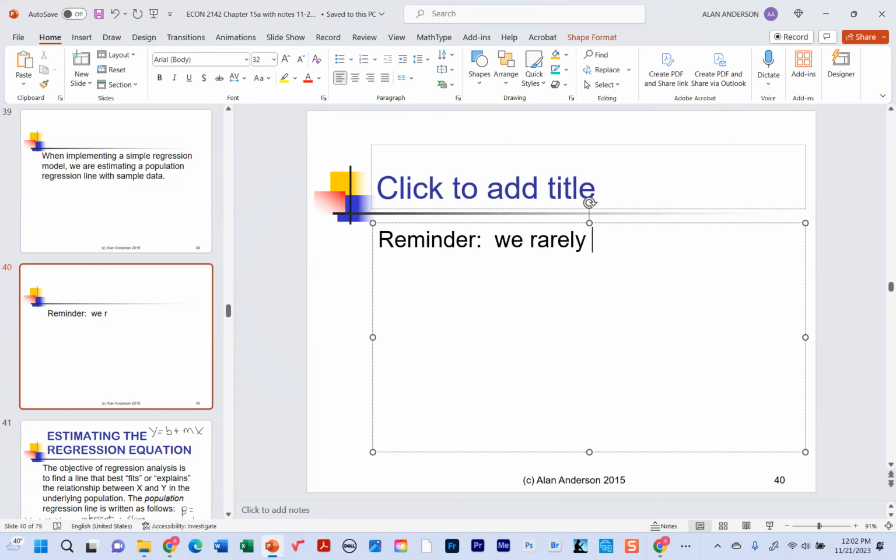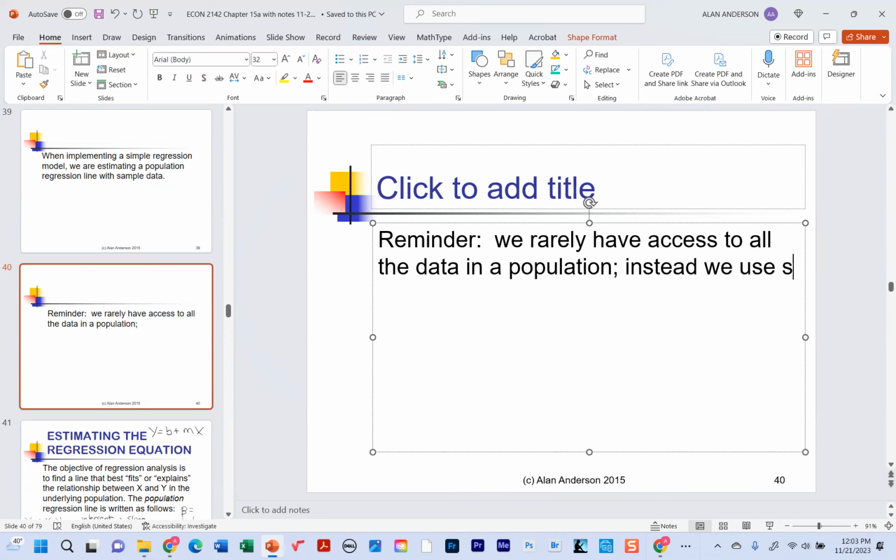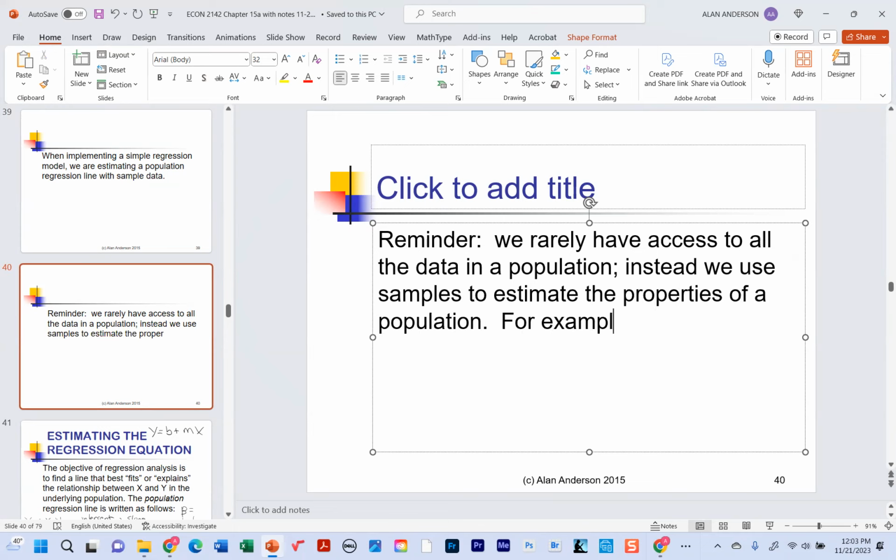You rarely have access to all the data in a population. Instead, use samples to estimate the properties of the population. For example, sample mean X bar is used as an estimate of the population mean.